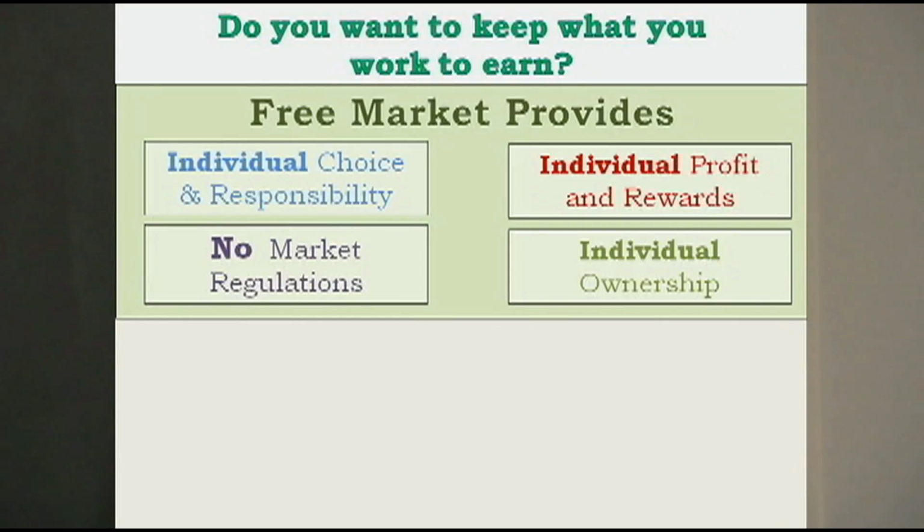The free market provides, this is kind of like a review, showing you again what the advantages are. Individual choice and responsibility, individual profits and rewards. No market regulations, that means competition, brings in the element of risk, but there's no government controlling it. It is a free market. And individual ownership. These are all advantages that brought about the technology leap, and allow you to keep what you earn. Keeping what you earn is important, and it didn't happen under ruler's law, under kings.